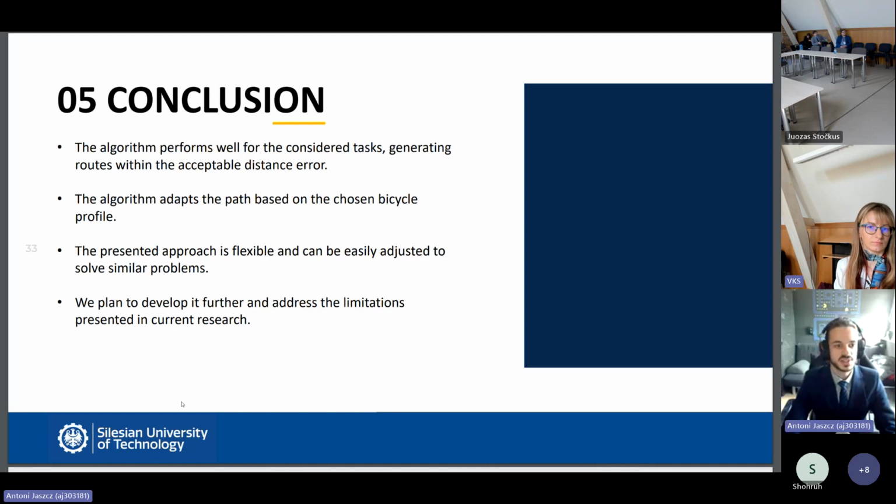So in conclusion, the algorithm performs well for the considered tasks and can easily adapt based on the chosen bicycle profile. It is also flexible enough to be easily adjusted to solve similar problems. And we plan to develop it further to address the aforementioned limitations.